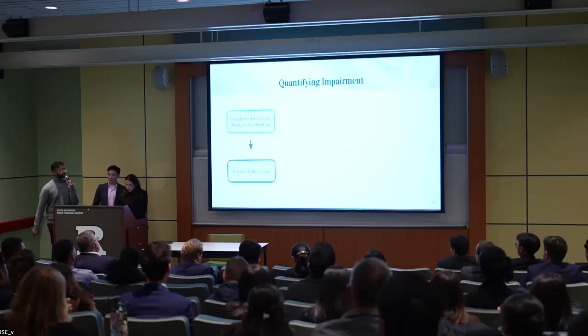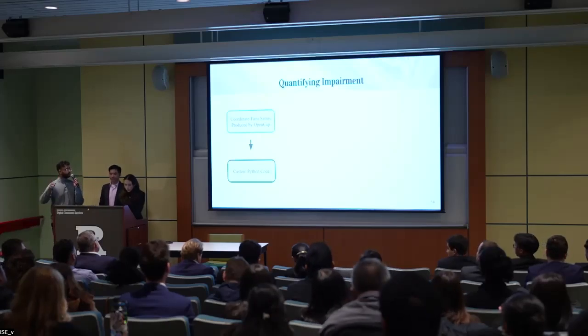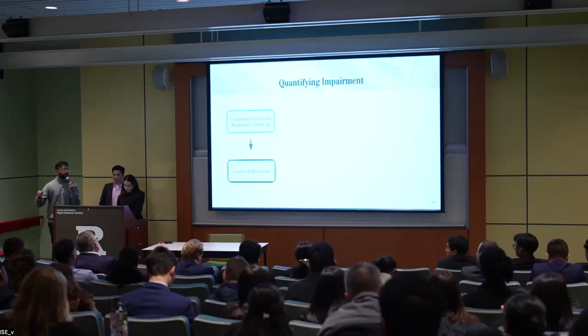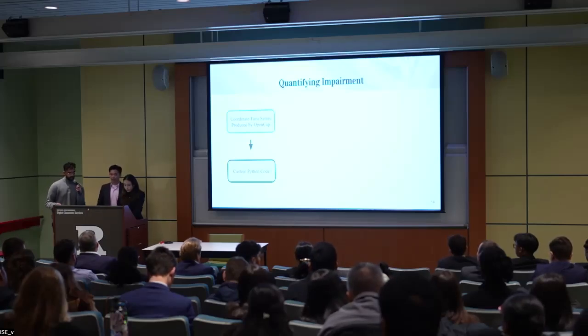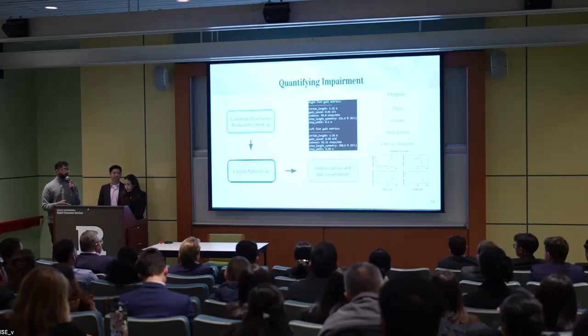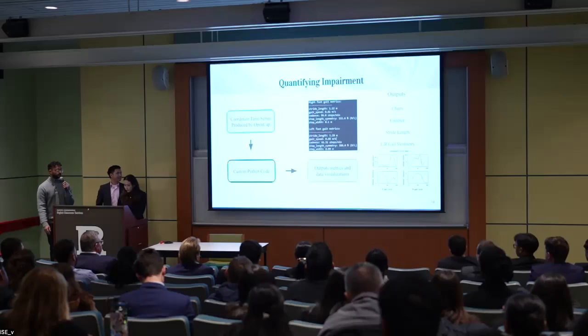Once again, to give a brief breakdown of how impairment is calculated or quantified, you first take the time series data captured from OpenCap, then you put that through our custom Python script, and then it's visualized in both numeric metrics as well as graphical interpretations.